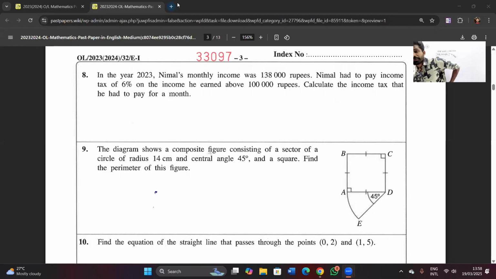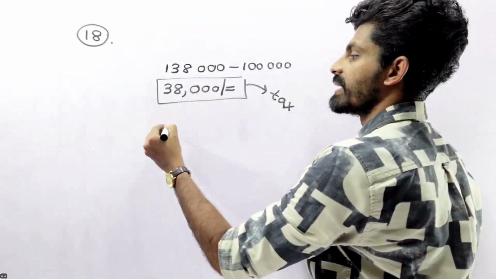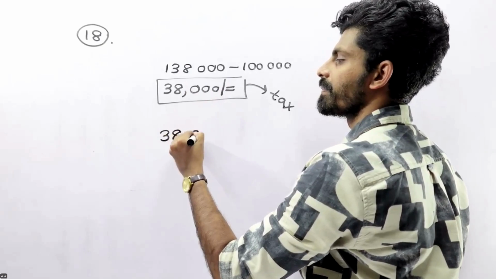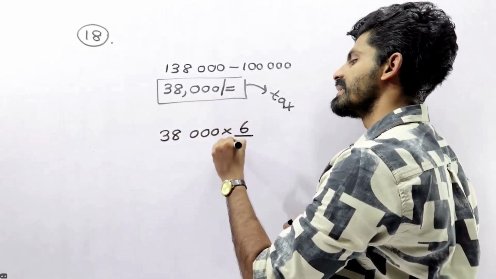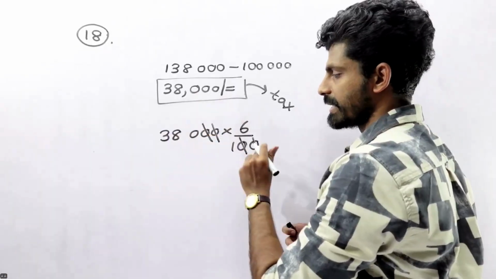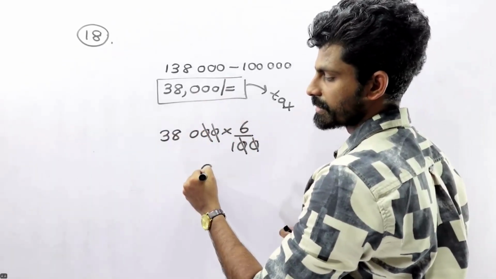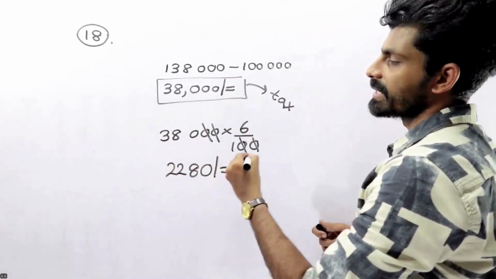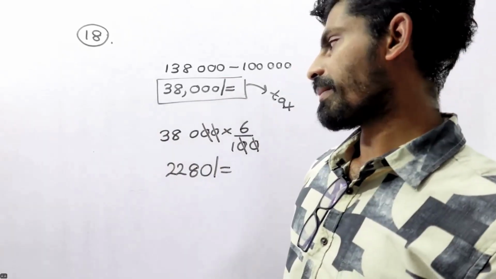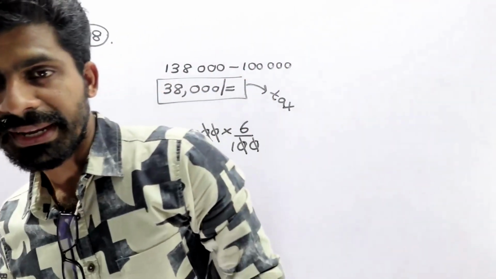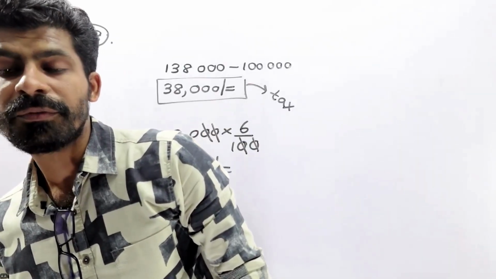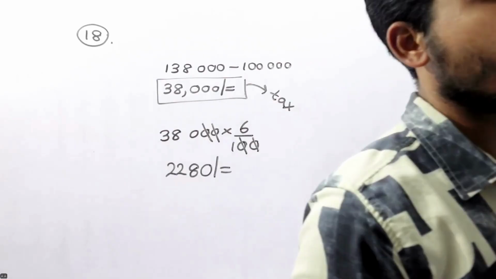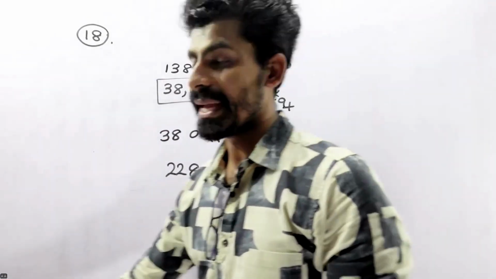Then the income tax for a month is 38,000 multiplied by 6%. 6 into 0 is 0, 6 into 8 is 48, remaining 4, 2,280, right? So you can pause the video and check all those things. Question number 18 done. For the 19th question, I'm taking the 2017 paper.